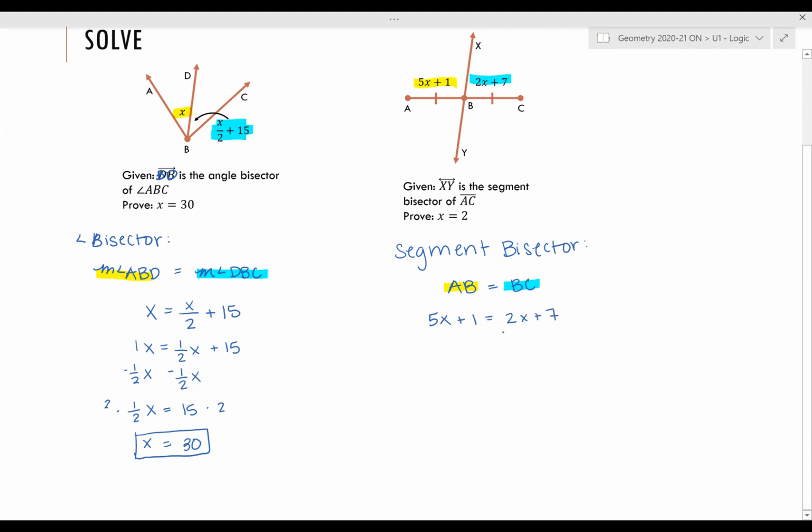If we solve that, we can subtract 2x from both sides. That's our subtraction property of equality. We get 3x plus 1 equals 7. Subtract 1, 3x equals 6. And with our division property of equality, we can divide by 3 to get x equals 2. And there we have it.